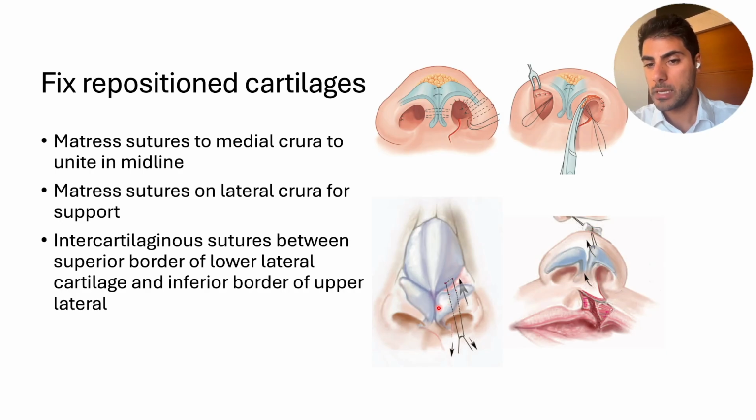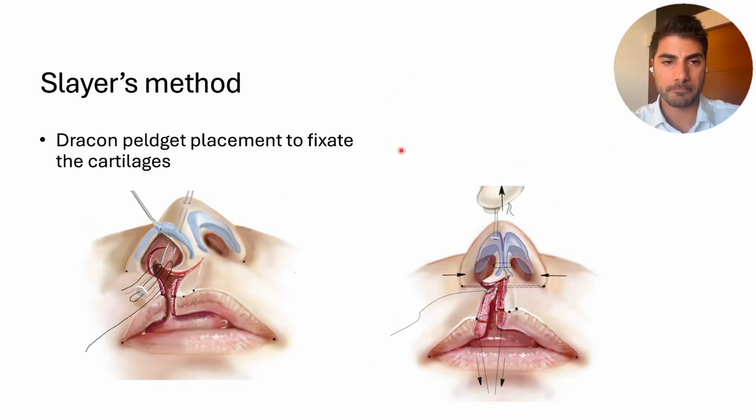We can also place an intercartilaginous suture. So this is the upper lateral cartilage. This is the dislocated lower lateral cartilage. To relocate it above, we can also put a percutaneous suture. So just a fast summary, we can fixate it on the medial crura, and then we can put fixation sutures on the lateral crura, interdomal sutures, and finally we can put percutaneous ones.